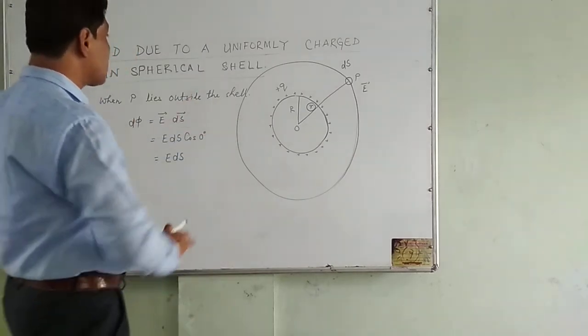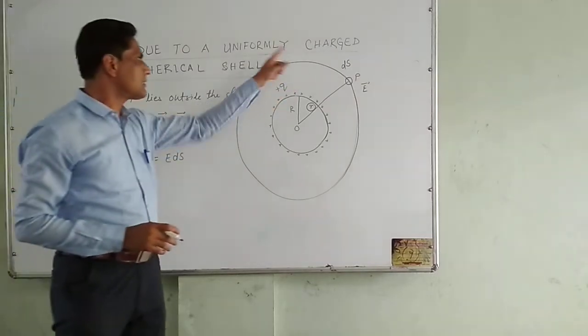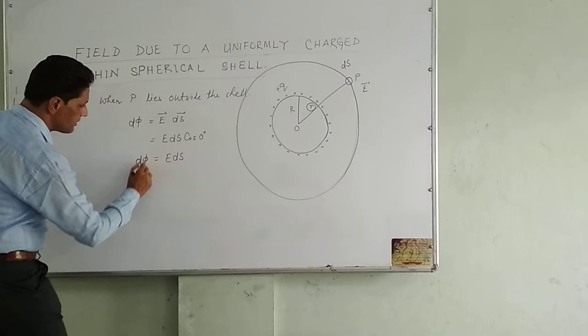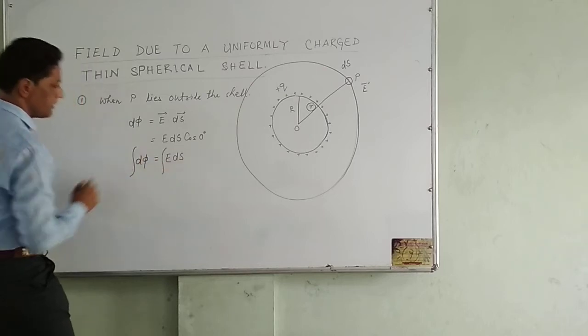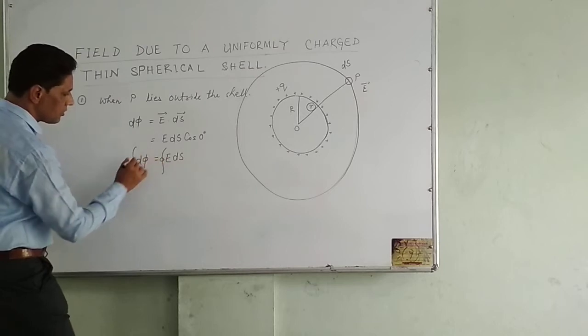Now, if you want to find the electric flux linked to the entire surface, simply what you will do is integrate. Since the surface is closed, it is a closed integral.